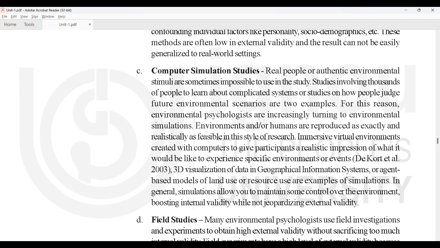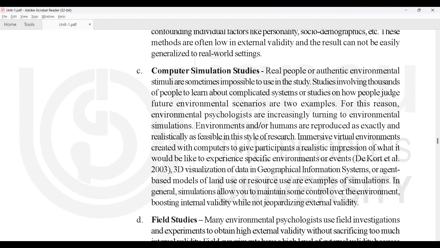Environments and humans are reproduced as exactly and realistically as feasible in this style of research. Immersive virtual environments created with computers give participants a realistic impression of what it would be like to experience specific environments or events. 3D visualization of data in geographical information systems, or agent-based models of land use or resource use are examples of simulations. In general, simulations allow you to maintain some control over the environment, boosting internal validity while not jeopardizing external validity.